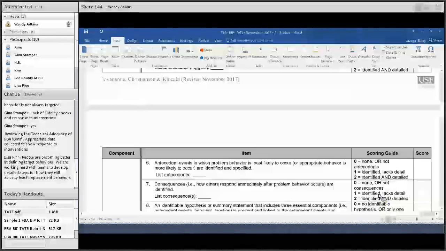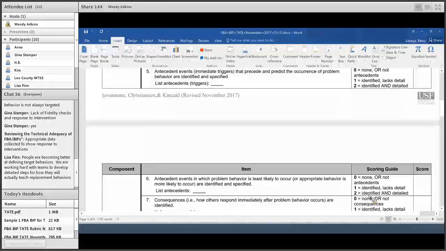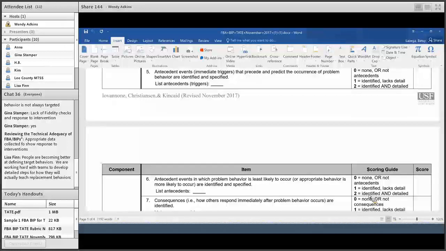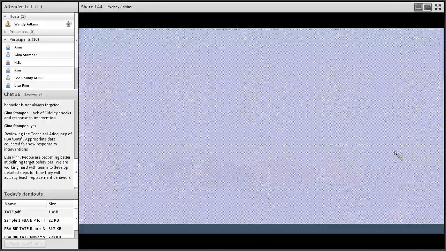Now we're going to look and see whether or not this FBA actually identified the triggers, or the immediate conditions that occur, where the behavior happens right after the antecedent is done. So real typical ones that you all know are, we present the student with a demand to do a non-preferred task that involves writing. That would be an example of an antecedent event that would get a 2. It not only identifies the event, but gives a little bit more detail, a non-preferred writing assignment demand, as opposed to if it just said teacher demand. We'll consider that as an antecedent, but that would only get a score of 1 because they don't have enough detail.